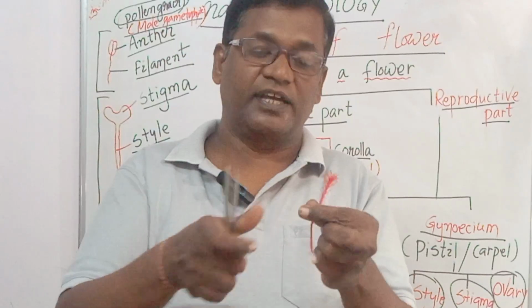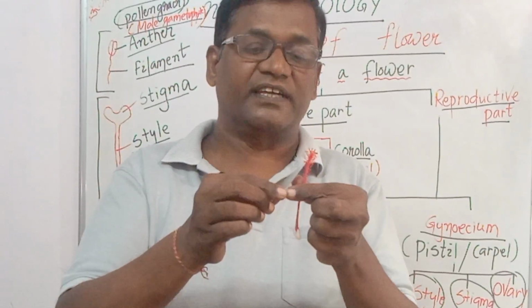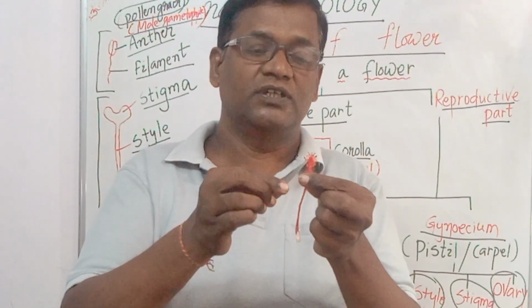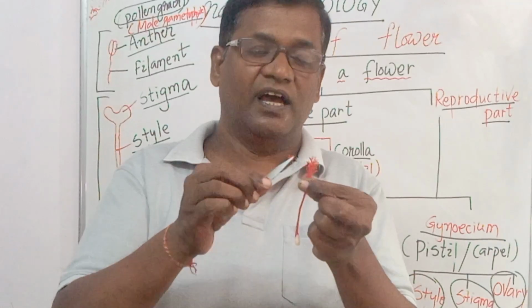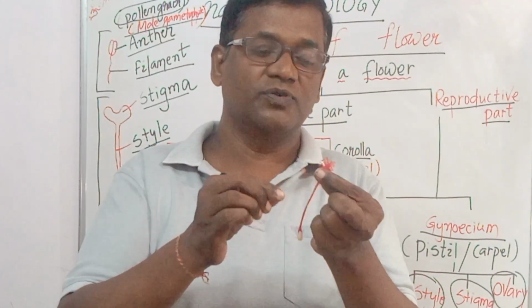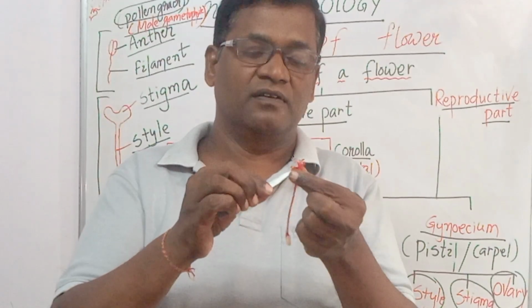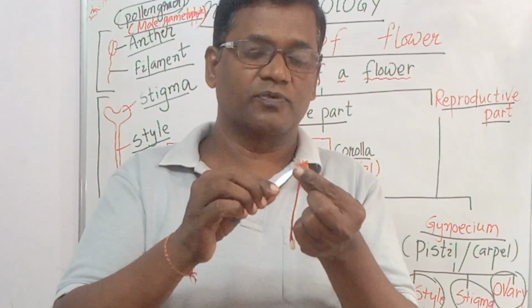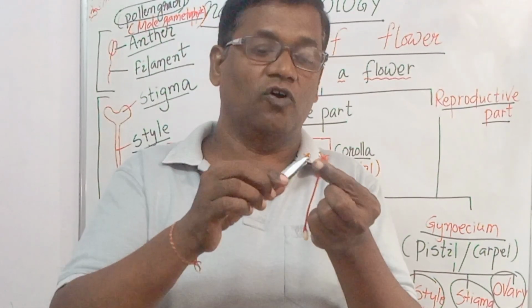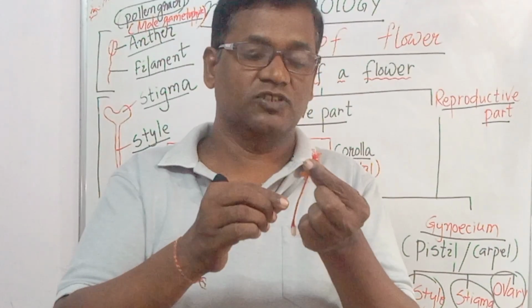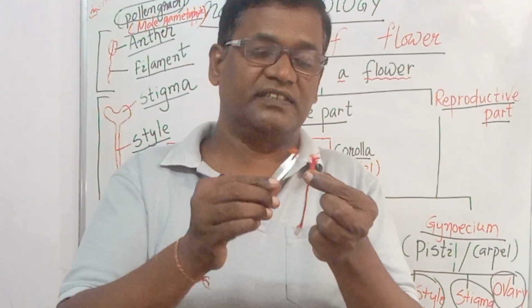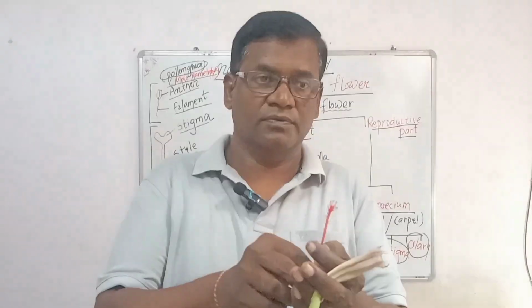Now with the help of this instrument, which is called the forceps, I will take all the stamens. I'm collecting and removing all the stamens. Why will I remove them? Because I want to show you the pistil. You see, I am taking all the stamens from here because so many stamens are there in this hibiscus flower.